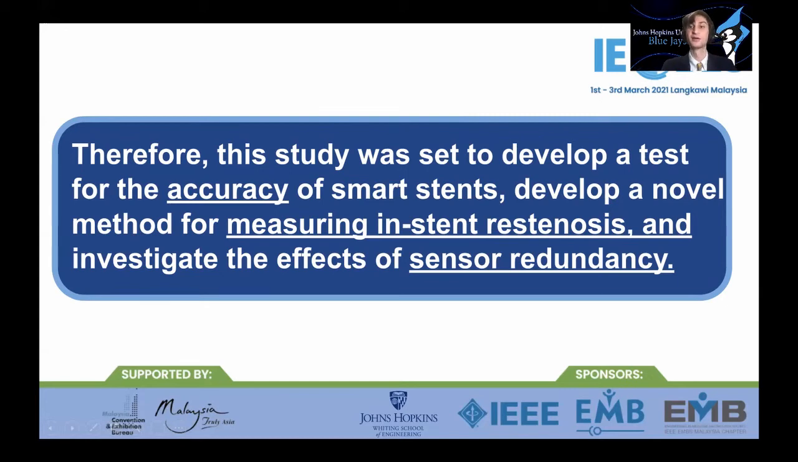It also set out to develop a novel method of measuring in-stent restenosis, not just measuring the pressure inside the artery, but also calculating the amount of plaque, and investigating the effects of sensor redundancy. So how can adding more sensors affect the accuracy?